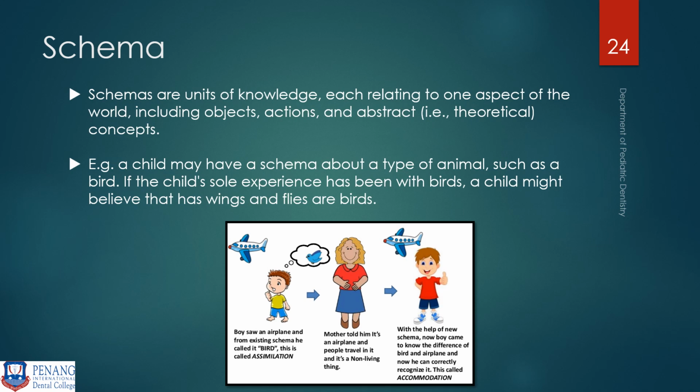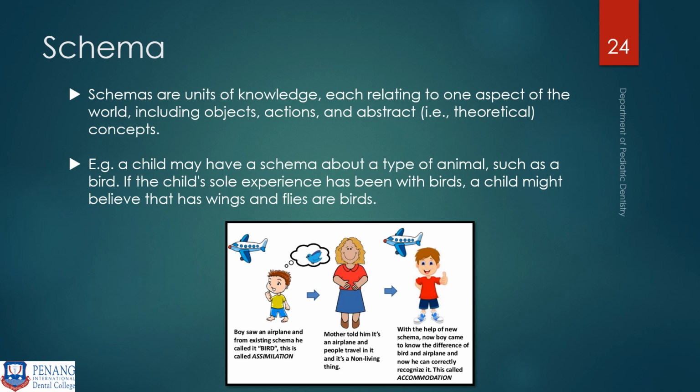All right, so the example that I have put for you here is in the picture, where the boy saw an aeroplane, and from the existing schema he called it a bird, and this is called assimilation. So just imagine that the boy sees a bird for the first time. The mother tells the boy, look here child, this is a bird and it has got wings and it can fly. So the child now develops this schema or this knowledge box in his head.